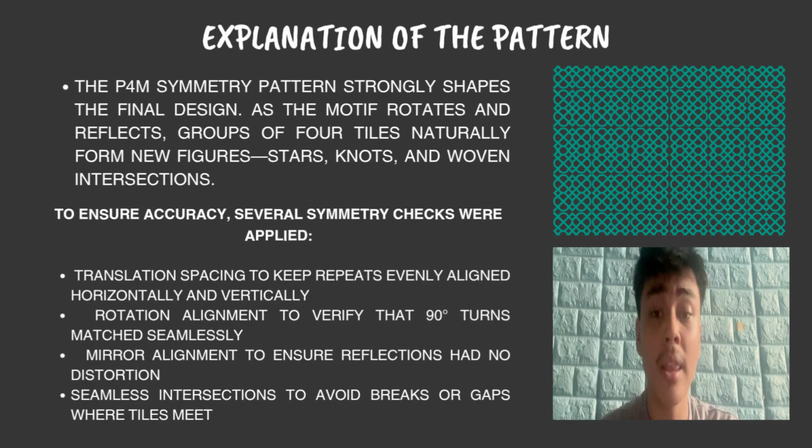To ensure mathematical accuracy, we double-checked several things. Translation spacing, making sure the repeats were evenly spaced horizontally and vertically. Rotation alignment, checking that rotating the motif by 90 degrees still aligned perfectly. Mirror alignment, making sure the reflection matched without any distortion. And seamless intersection, ensuring that when tiles meet, there were no breaks, jumps, or gaps. By following these checks, we confirm that our wallpaper truly follows the rules of the P4M symmetry group.